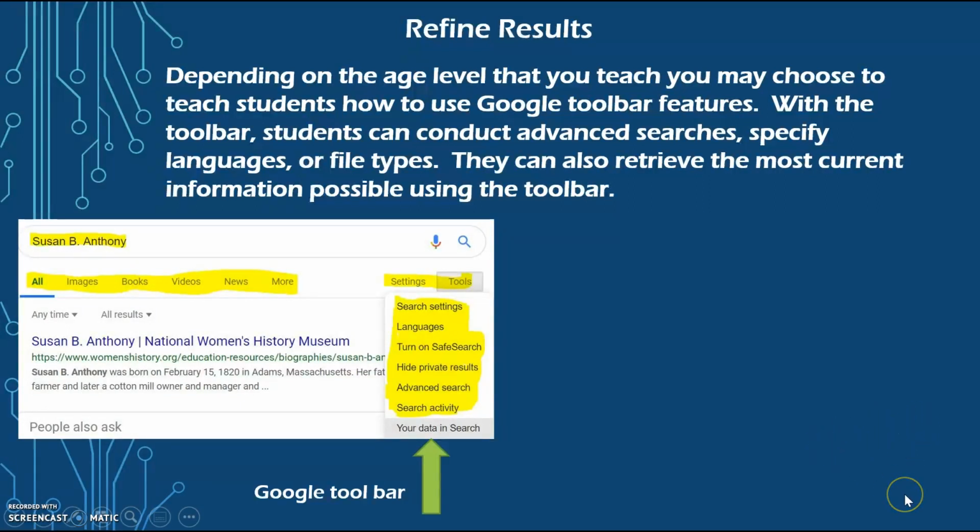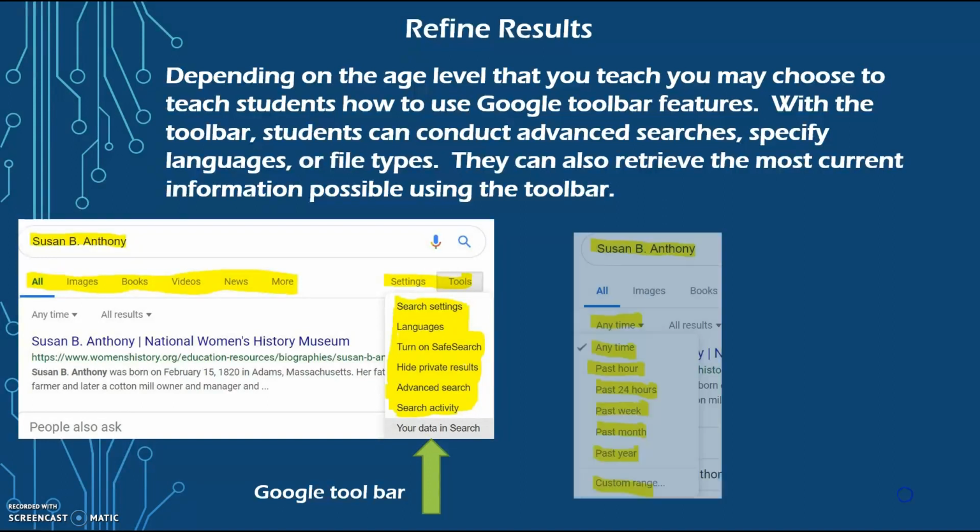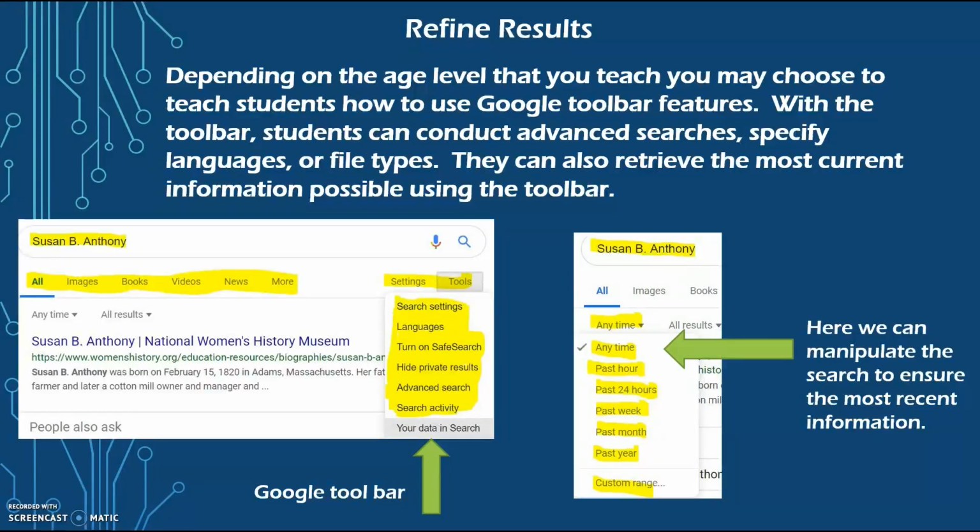Here, you can see the Google Toolbar provides options such as search settings, languages, turn on safe search, hide private results, advanced search, and search activity. This was used when I entered a search for Susan B. Anthony. Again, with the search Susan B. Anthony, we can manipulate the search to ensure the most recent information from the past year, past month, past week, past 24 hours, past hour, anytime, or even offer a custom range.